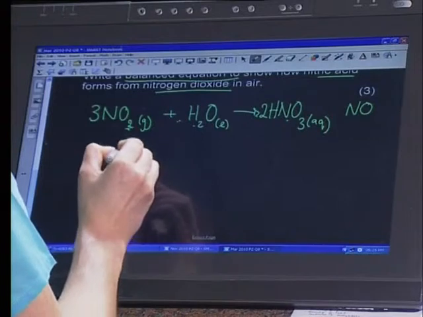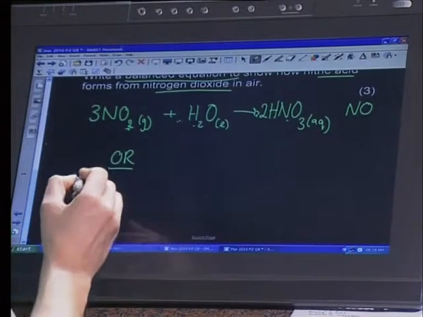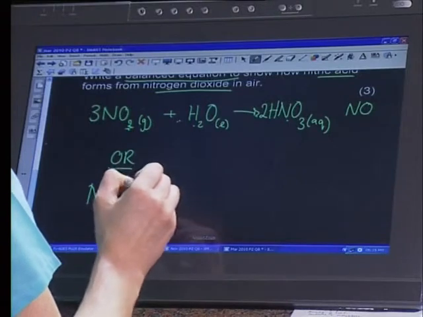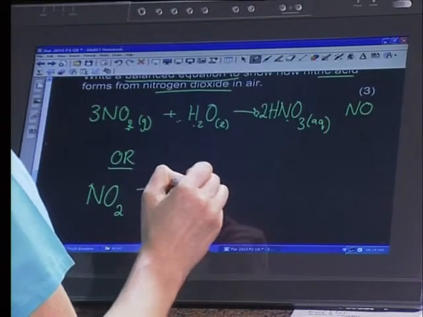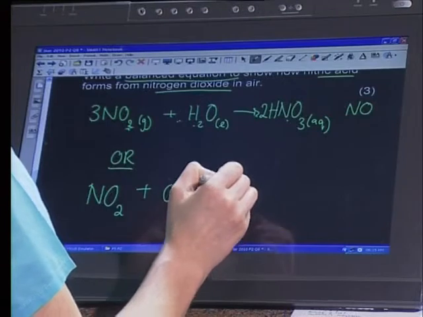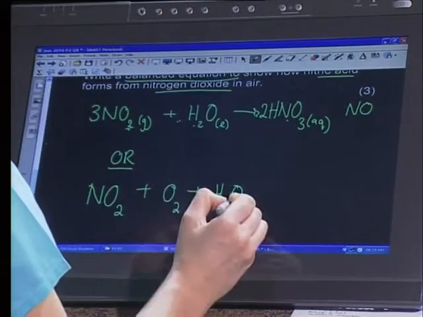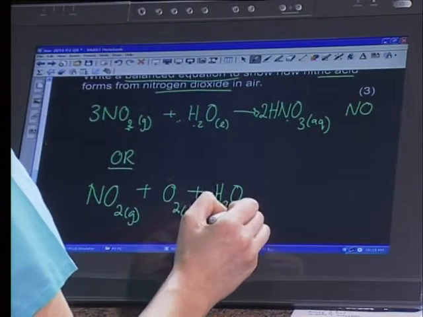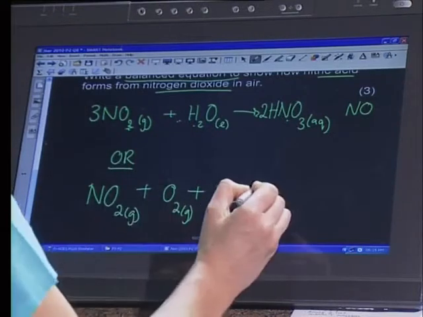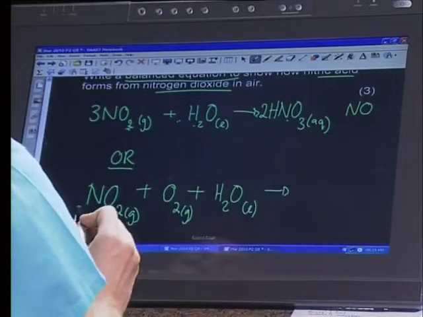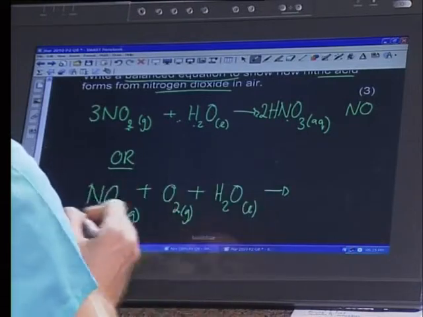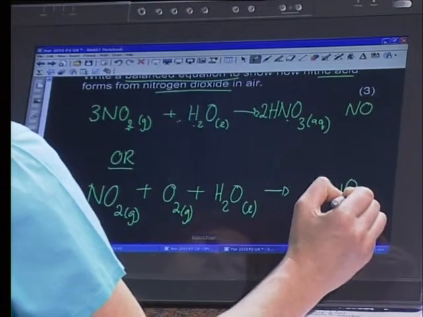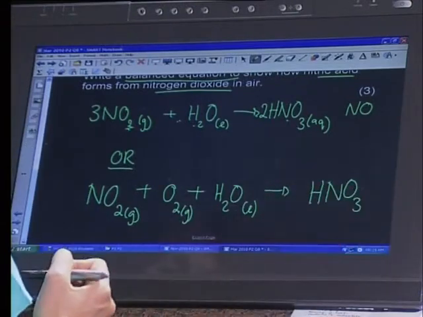The other one that you could have also given us would have been your nitrogen dioxide that reacts in the presence of oxygen with water. Okay, so there's oxygen involved over here. This is in the gas phase, this is in the liquid phase. So if I look at my reaction that takes place, all 3 of these reactants will produce one product, and is going to give me my nitric acid over there.